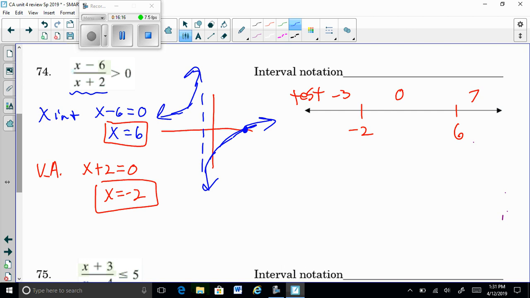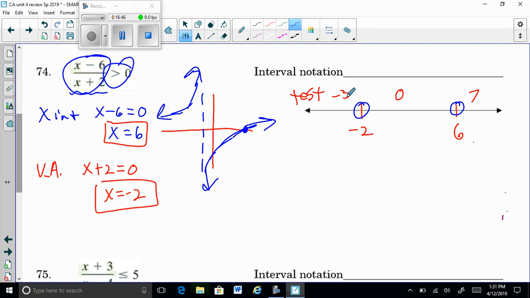So the x-intercept could be part of your solution, but it's not because of the inequality sign, because it says greater than. If you plug in 6, it causes your expression to be 0, and so it would come back as false, right? And then -2 is off limits because all vertical asymptotes are off limits. You can't even plug it in to test it because you get undefined. All right, but let's go ahead and test these subintervals.